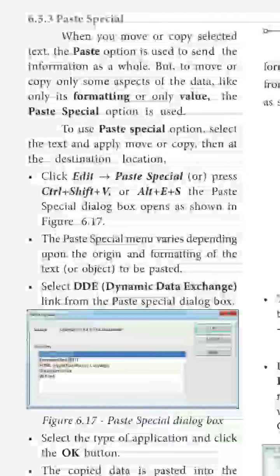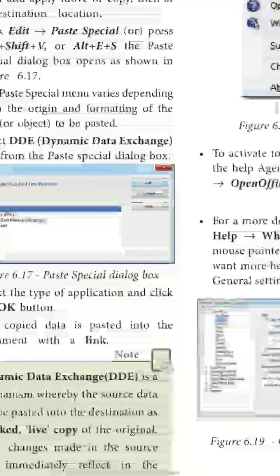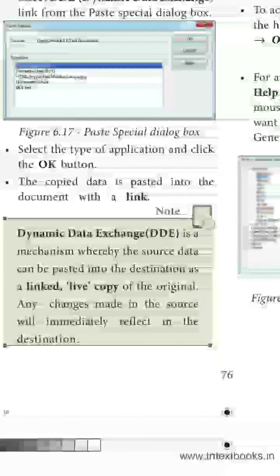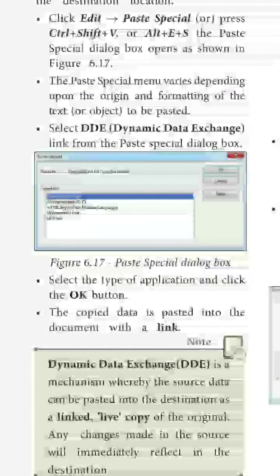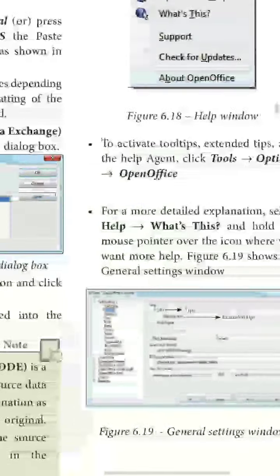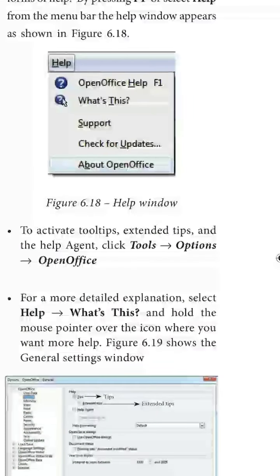Control Shift V or Alt E S is the shortcut key for pasting in a different way. Okay, DDE is Dynamic Data Exchange. This is used to take data from another application and paste it here in OpenOffice, right? And the next thing is Help. If you don't know how the software works, or you need some doubts to be cleared, then you open this Help option and get support from it.